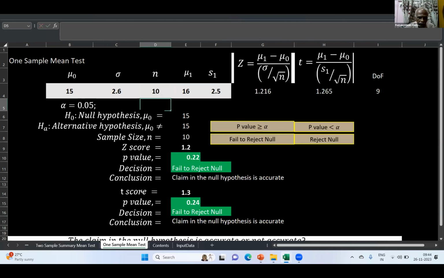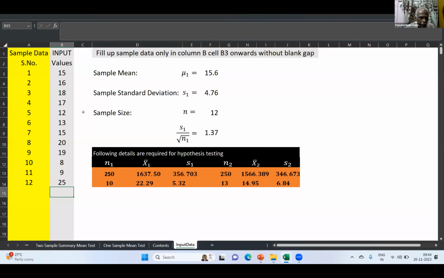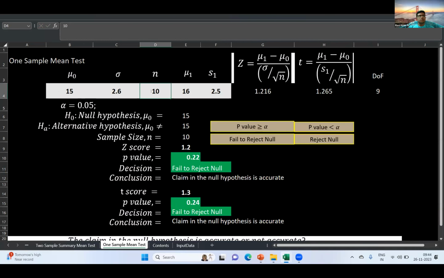What are the values we have obtained? We will get the input data for 12 data. Now 12 we will put. Number of data is 12, mean 15.6, standard deviation 4.76. Remember that and tell me. 12, 15.6, 4.76. Remember? 12, and then 15.6 and 4.76. You have to tell.